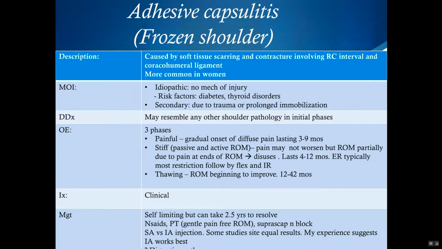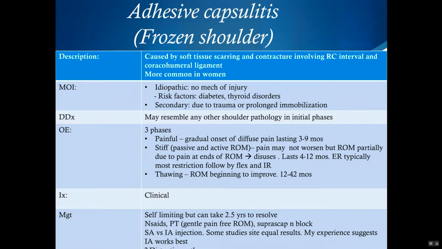The classic thing on examination is a loss of external rotation on the affected side. When you try to extend this range of motion passively, you can't get past the endpoint, unlike the opposite or contralateral side.